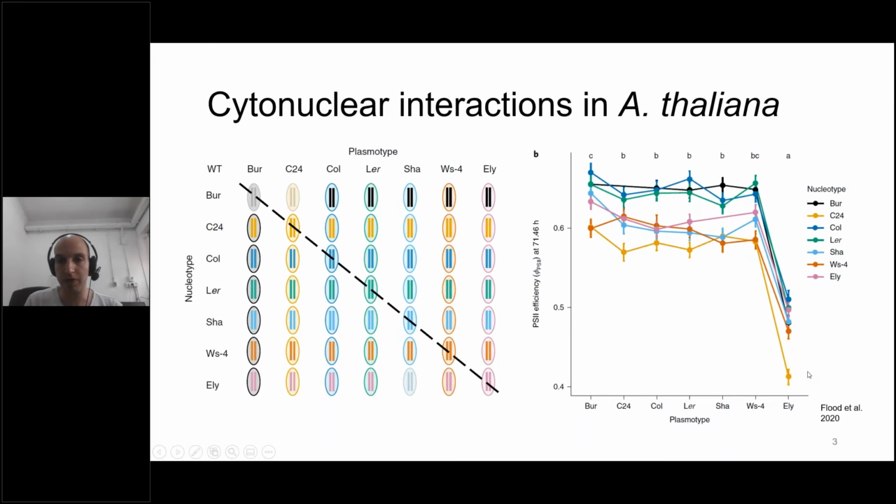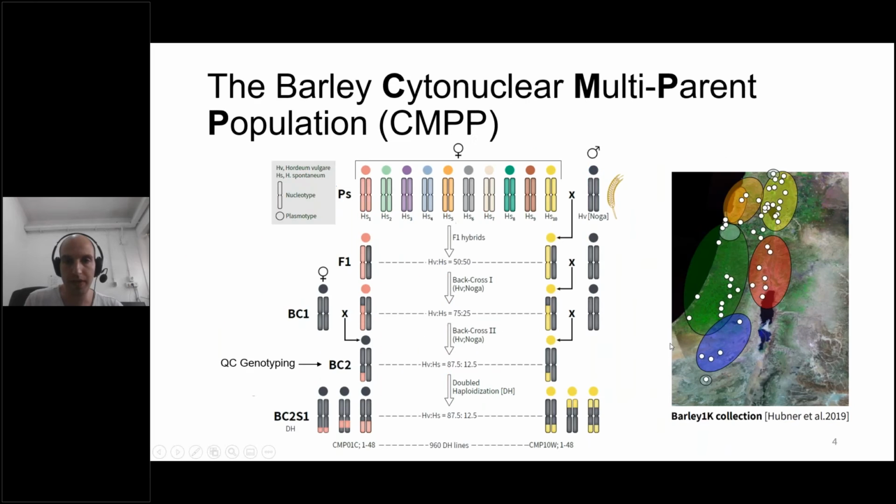Okay, and we are of course very interested also in those interactions when it comes to crop plants, more specifically the barley plant, which we're working on in our lab. But of course, we don't have the same transgene technology where we can just totally replace the nucleotypes and swap between the different plasmotypes and nucleotypes. So we basically came up with a different approach.